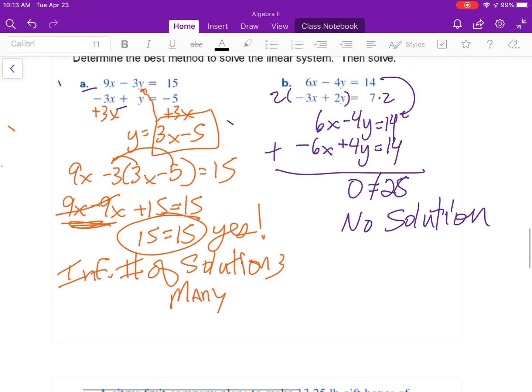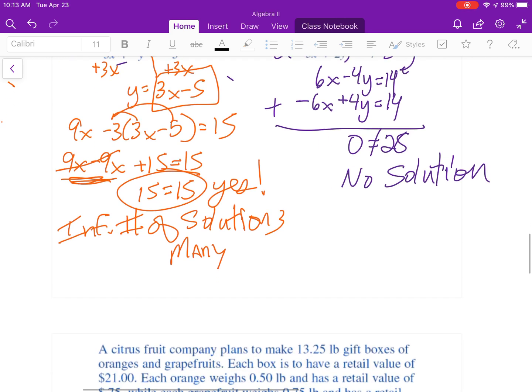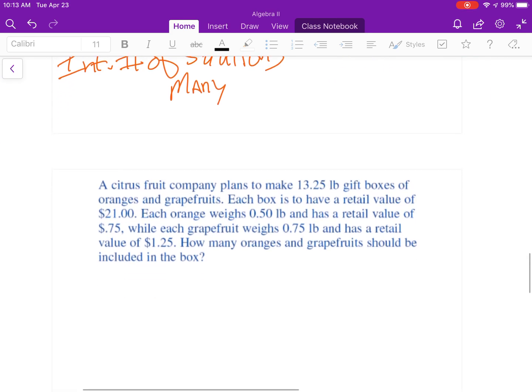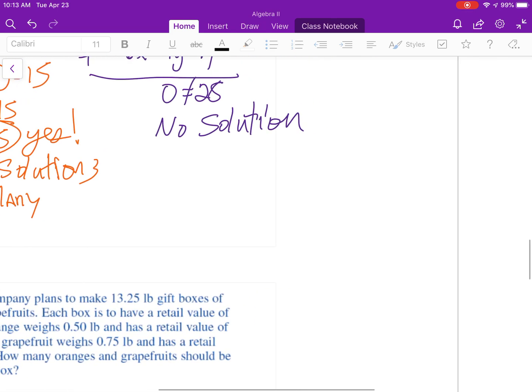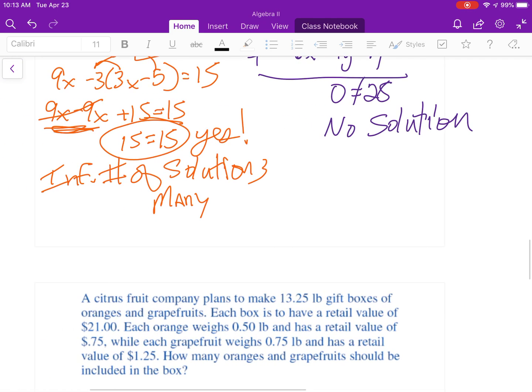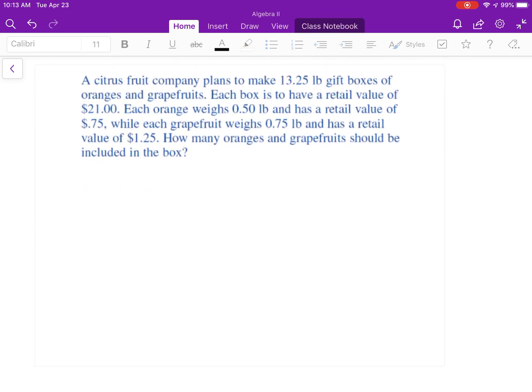And if I were to solve by substitution, you'd end up getting something where 0 is not equal to 28. Maybe it's a different number, but where one number is not the same as the other number. Now that only works for infinitely many solutions, and the no solution only works when your variables go away. Here we go. Let's go with an application.